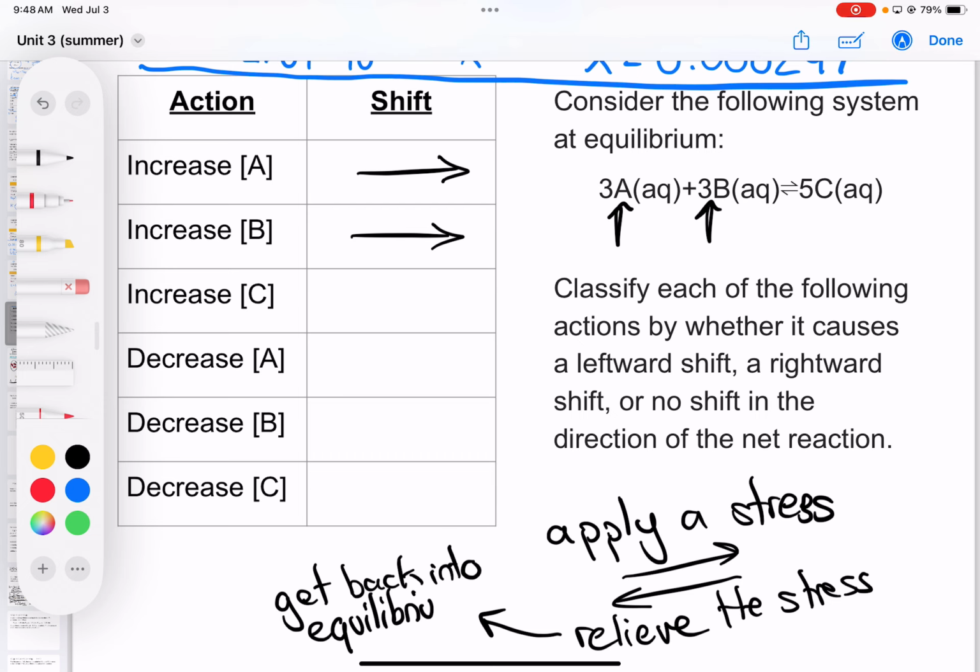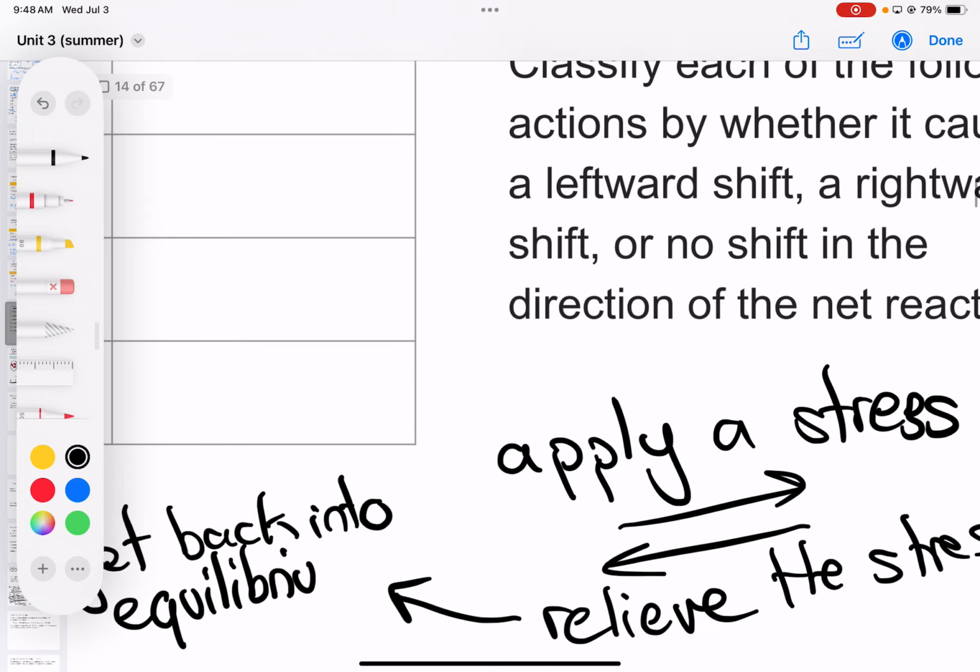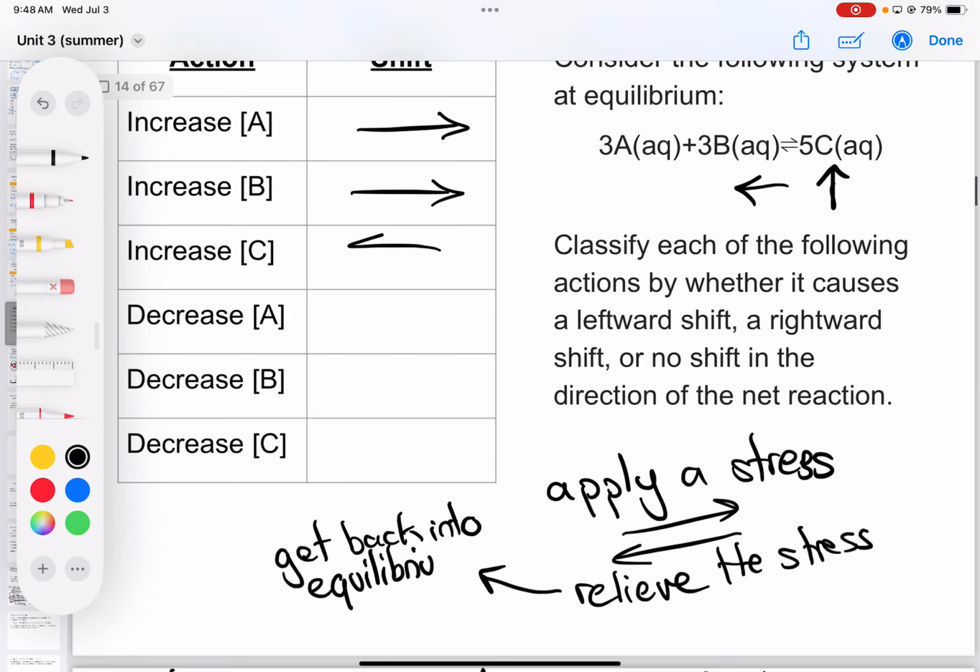Okay, so similarly, if we do the opposite where we increase C, it's going to shift the reaction the other way to get rid of some of the C and make some of the A and B. So you apply a stress, it goes whatever direction it needs to get rid of that stress. You've got too much C, it goes to make reactants to get rid of some of that C.